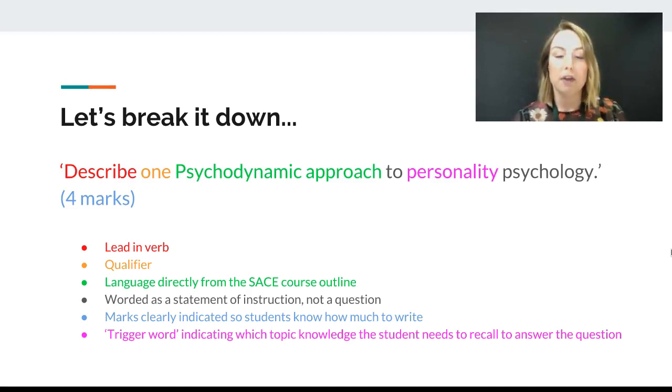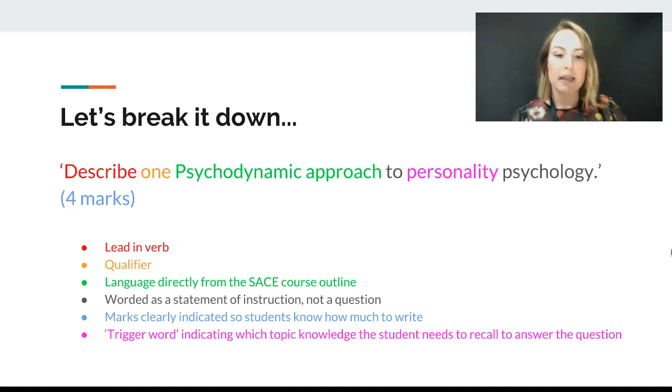But the first thing you'll see is the lead-in verb in red there. So we've got describe. We then have a qualifier of 1. So you're always going to be told how many you need to give or how much detail or what specifically you need to be talking about. So that's your qualifier. In green here we have the particular language from the S.E.X.y course outline. So I provide you with this for every topic as the checklist. So really important that you are familiar with that language because that is what you will find in the test.